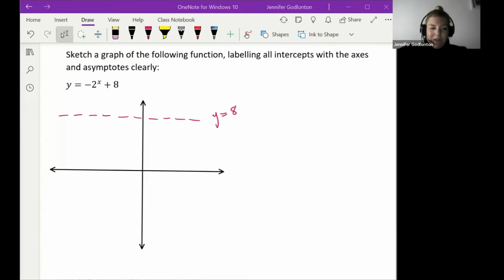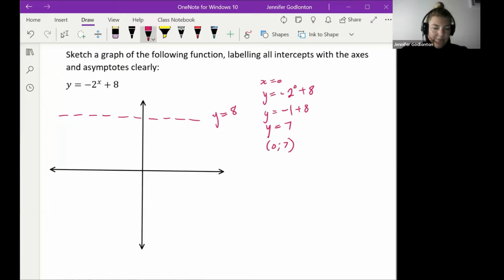All right, next thing that we're wanting to do is find our intercept. So we found our asymptote. We know that it's going to be below our asymptote. I'm now going to substitute x as 0 to find our y-intercept. So y is equal to -2 to the power of 0 plus 8. That means -1, because remember 2 to the power of 0 is 1, plus 8, which means y is equal to 7. So my coordinates will be 0 and 7. I'm going to plot that 0 and 7 up here.